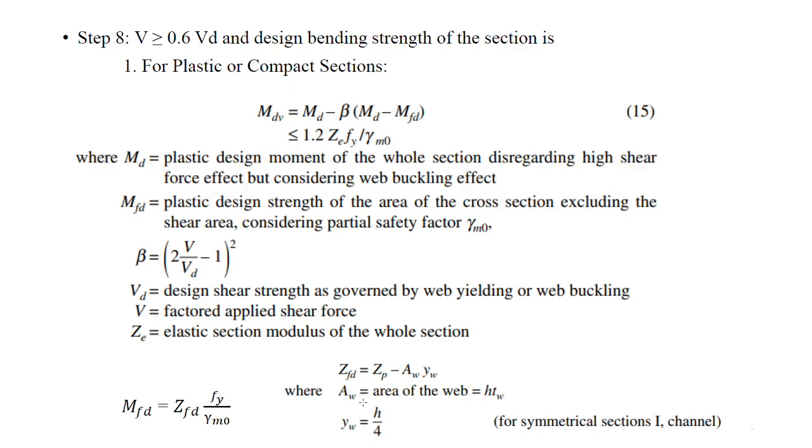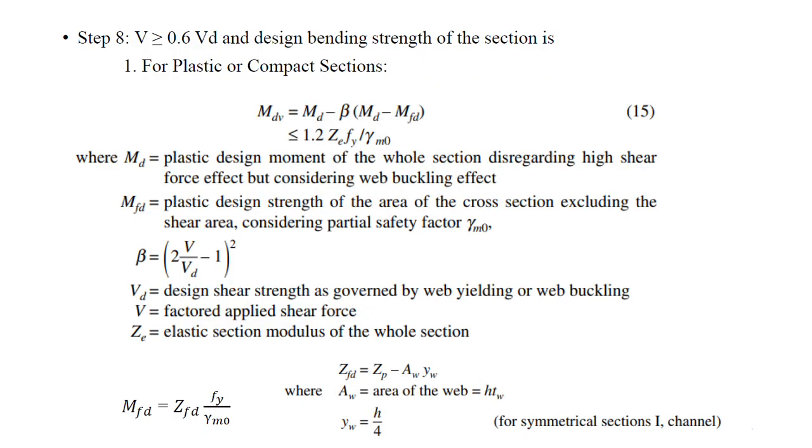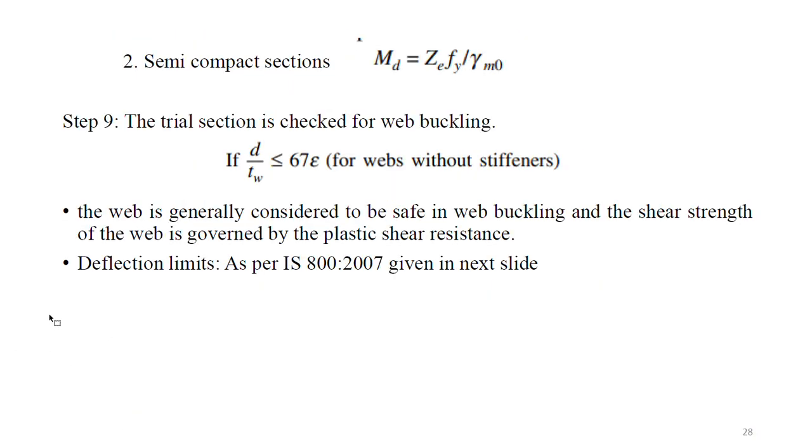Okay, this is the design bending strength of the beam in step 8, when the applied shear force is greater than or equal to 0.6 times the design strength of the beam. Next, for semi-compact sections, we find the design strength MD as ZE into Fy by gamma m for the semi-compact sections.